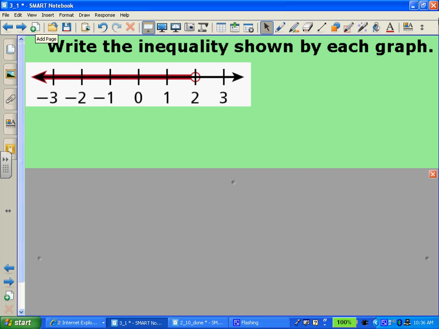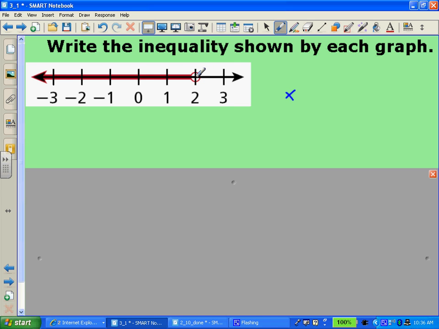Now the next thing that you'll see on your homework is they'll give you a graph and want you to write the inequality. So when you see this, you just choose a variable. It can be whatever you want. I usually choose x because that's just what's normally used.